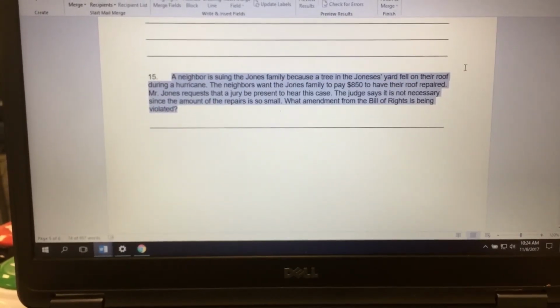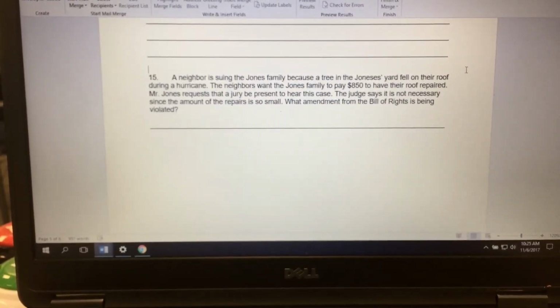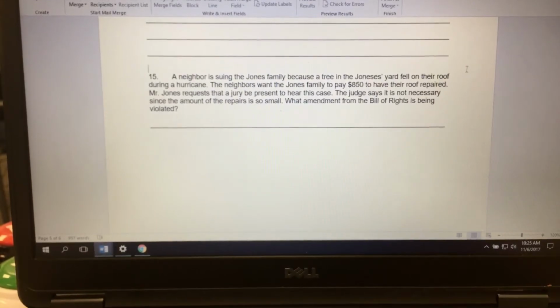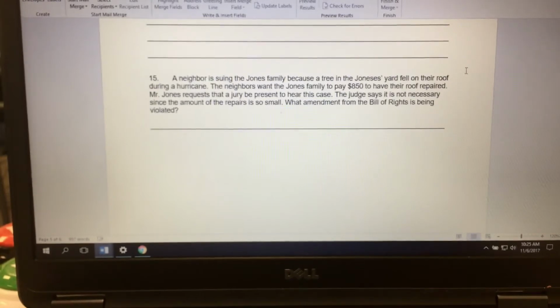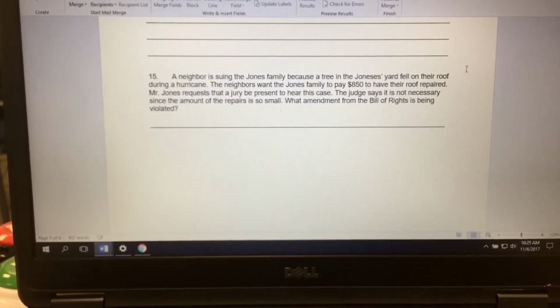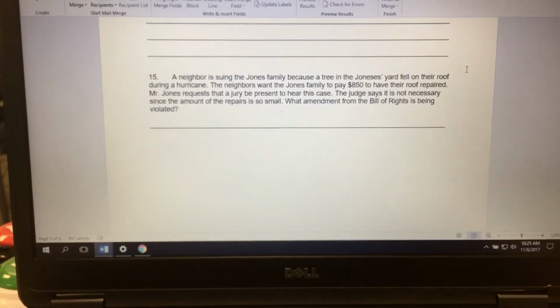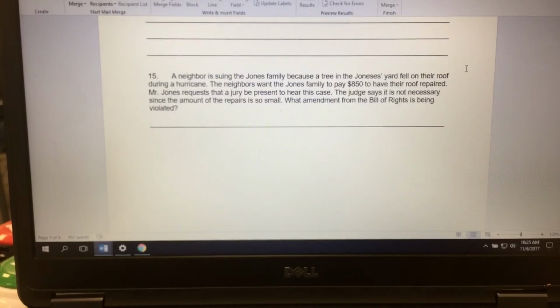A neighbor is suing the Jones family because a tree in the Joneses' yard fell on their roof during a hurricane. The neighbors want the Jones family to pay $850 to have their roof repaired. Mr. Jones requests that a jury be present to hear this case. The judge says it is not necessary since the amount of the repairs is so small. What amendment from the Bill of Rights is being violated?